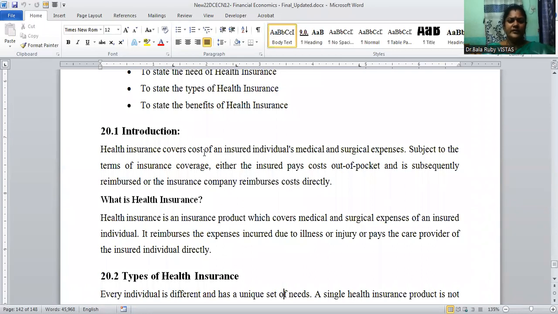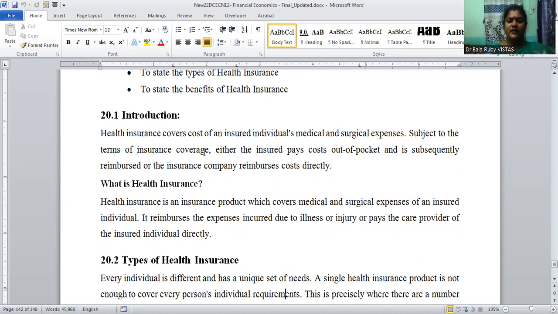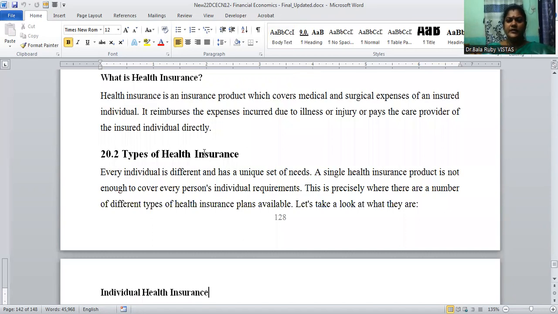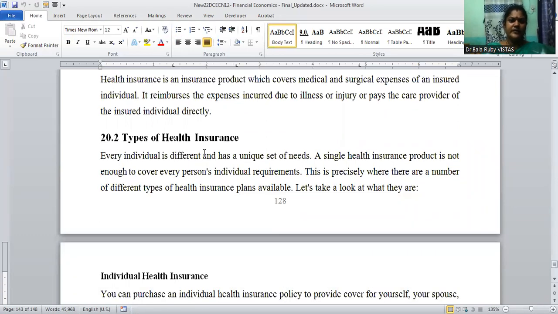What is health insurance? Health insurance is an insurance product which covers medical and surgical expenses of an injured individual. It reimburses the expenses incurred due to illness or injury, or pays the care provider of the injured individual directly. So let us concentrate on the types of health insurance.